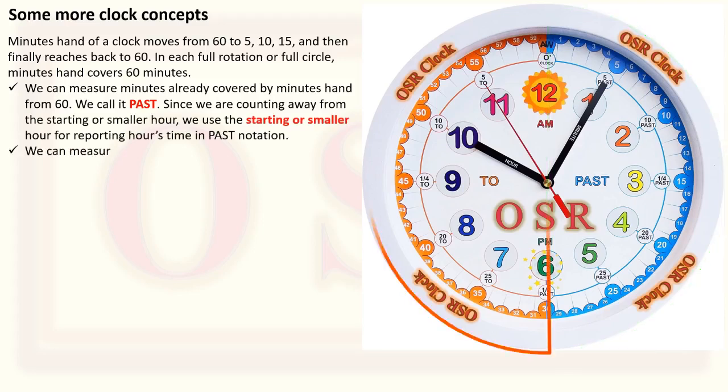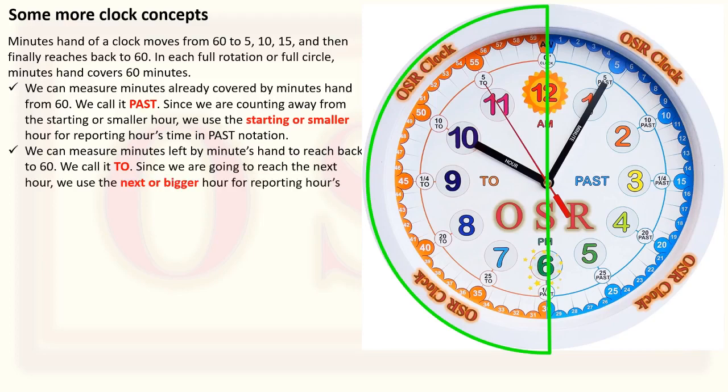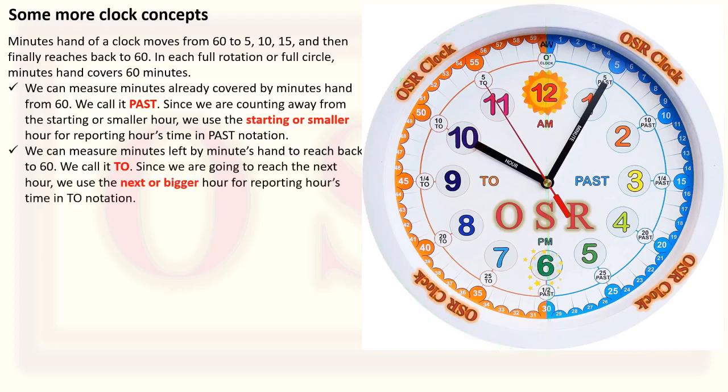We can measure minutes left by the minute hand to reach back to 60. We call it to. Since we are going to reach the next hour, we use the next or bigger hour for reporting time in to notation. We always use the smaller of the above two minute numbers for reporting time.